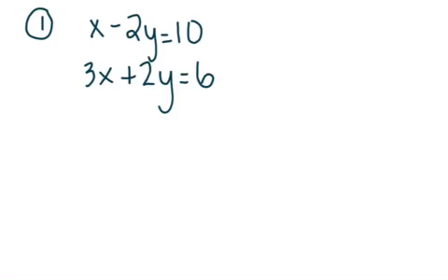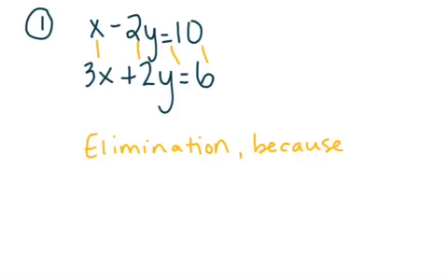So when I look at this problem here, I see that the x's are both lined up, the y's are lined up, the equals are lined up, and the constant terms are also lined up. So because everything is lined up, I would say that elimination is the best method for this system. To justify my reasoning, I would say because everything is lined up.